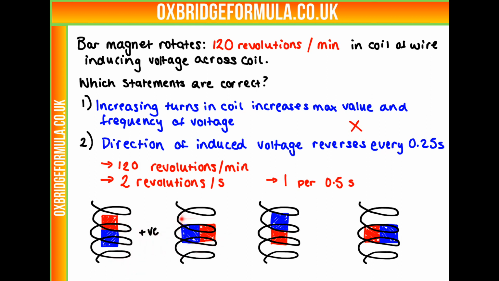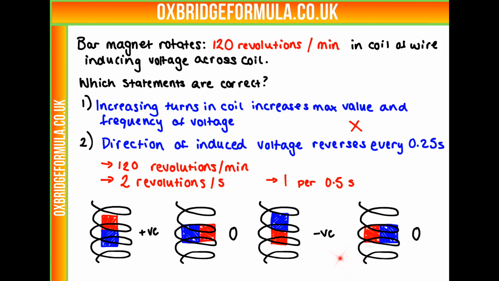How is that going to change when our magnet rotates? Well, as we can see here, none of the poles are up or down, so we're not going to induce any voltage. It's going to be 0. If we twist it around again, that's going to be the opposite to this first one, so it'll be negative, and then we're going to finish off again being 0.